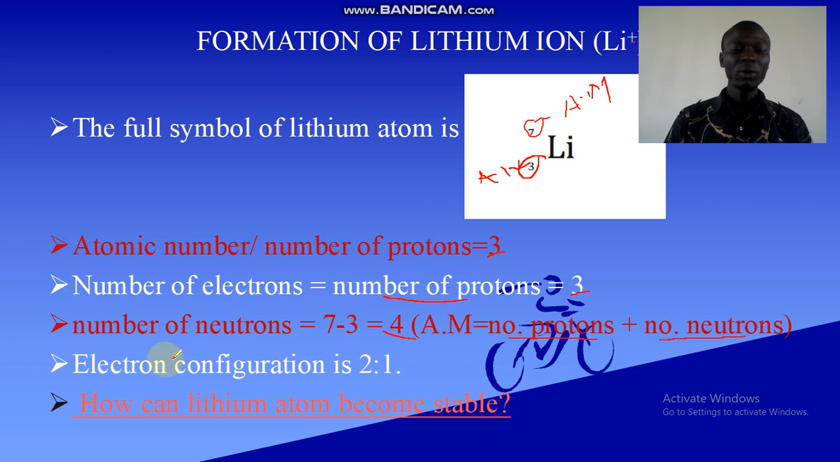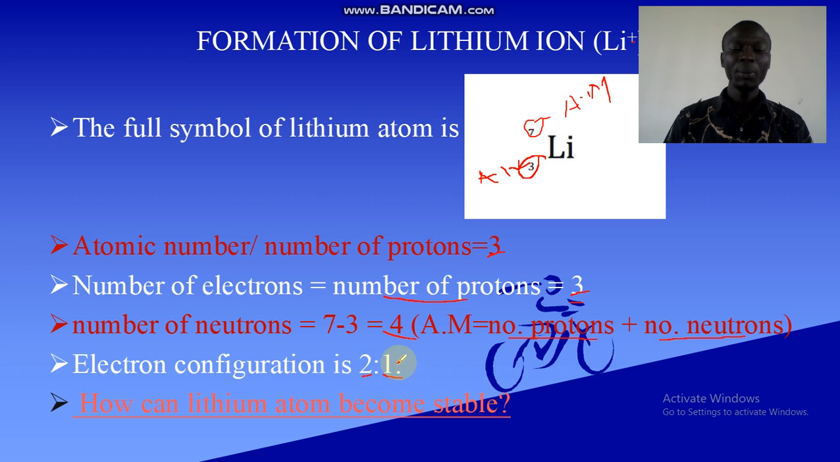So the electron configuration is 2,1. Where have we got this from? We know that the number of electrons is 3. So the arrangement of those electrons: we have 2 in the first energy level, then 1 in the outermost shell.